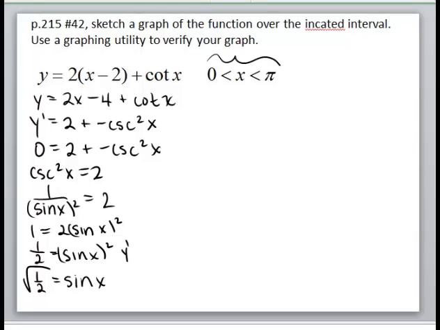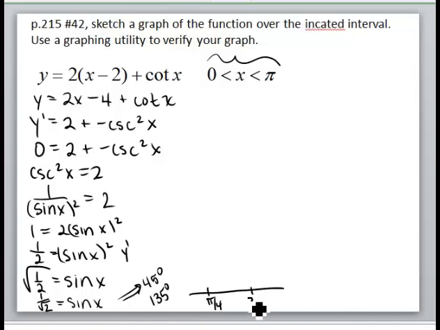Alright, finishing up this problem. The sine of x would be equal to 1 over the square root of 2, which is the same thing as square root of 2 over 2. And so where does this happen in this interval right here? It is at 45 degrees and 135 degrees. So I will take those two numbers and put them on a number line, which is 45 degrees corresponds to pi over 4, and 135 degrees corresponds to 3 pi over 4.